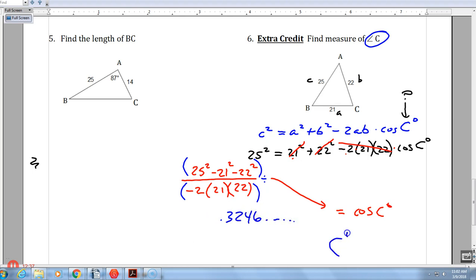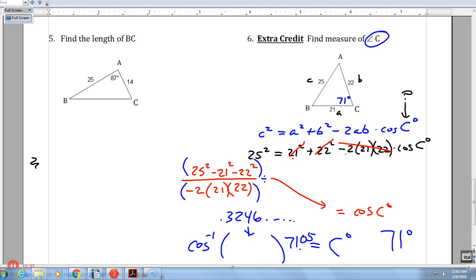And now to get C, anytime you want to get the angle, you've got to inverse it. So inverse cos, because it's the law of cosines, cosine of my answer. Second cos, second answer, money, 71.05, so roughly 71 degrees. And hey, earlier I said I thought it was going to be 70, so I was pretty close.